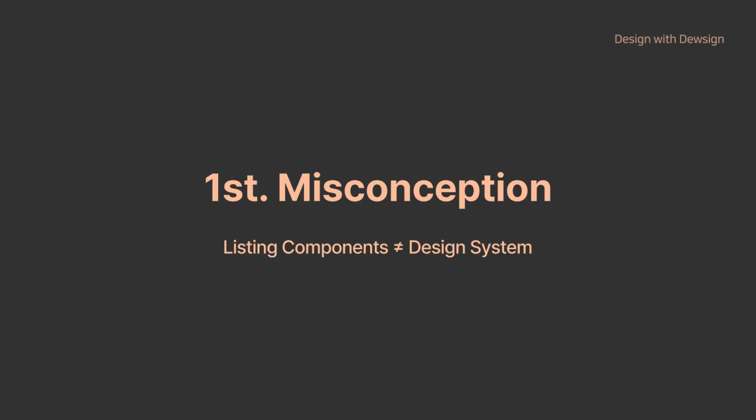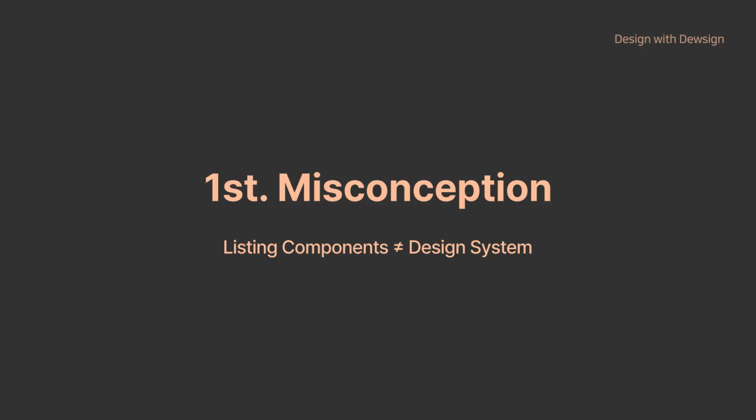I bet many of you have carefully designed buttons, input boxes, and checkboxes in Figma, thinking to yourself, yes, our team's design system is finally done, and feeling pretty proud of it. Well, to be honest, I was exactly the same way when I first started. But here's the thing. Can we really call it a design system just because we've lined up a bunch of pretty components? A true design system isn't just a collection of drawings.